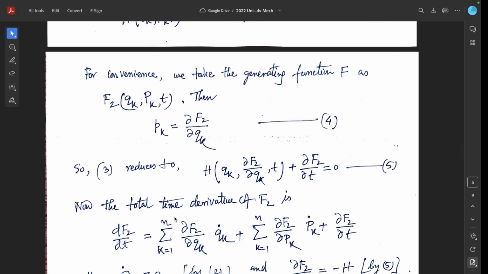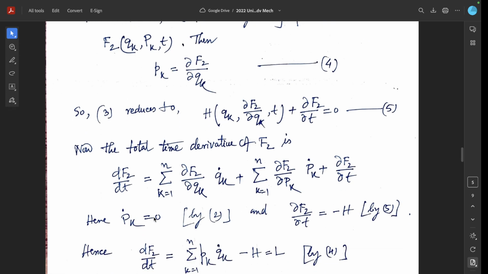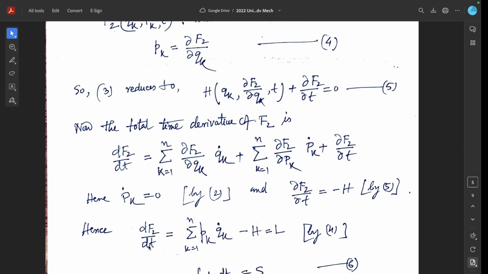equal to 0. Now the total time derivative of F2 is dF2 by dt equal to summation over k equal to 1 to n del del qk F2 qk dot plus summation over k equal to 1 to n del del Pk F2 Pk dot plus del del t F2. Here Pk dot equal to 0, so this term is 0, and del del t F2 equal to minus H, from 5. So we get dF2 by dt equal to summation over k equal to 1 to n pk qk dot minus H, this equals L by 4.